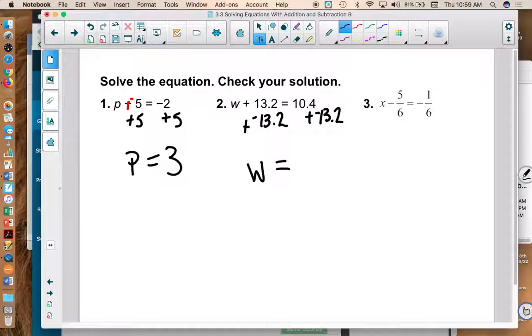What is my final answer there, Cooper? Negative 2.8. Good. Do I do anything different on number 3? What am I going to do? Somebody talk me through it. Kina, you want to talk me through it, do you? Good, then talk to me.